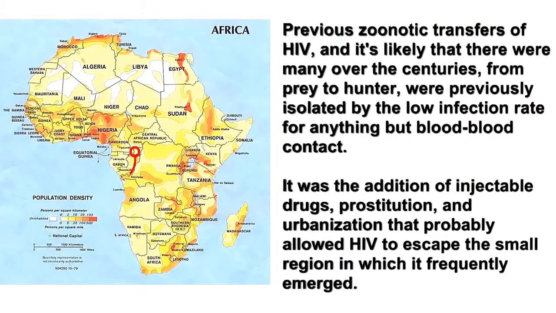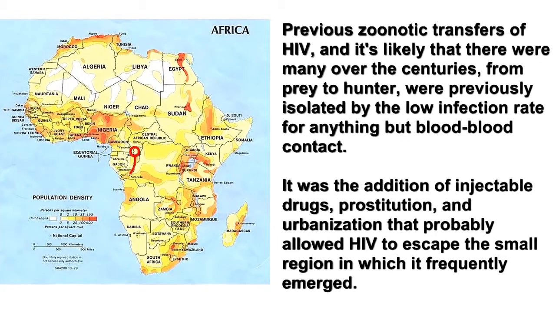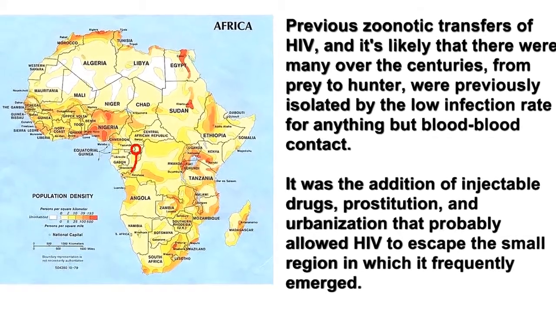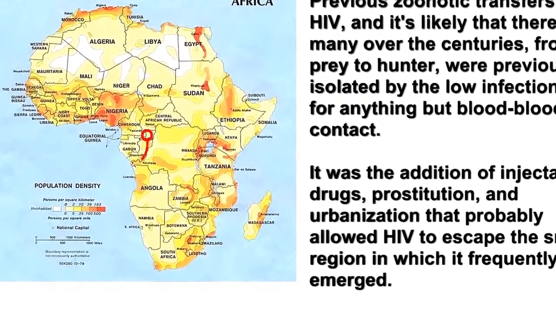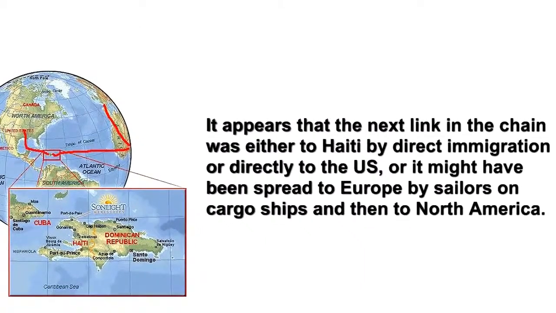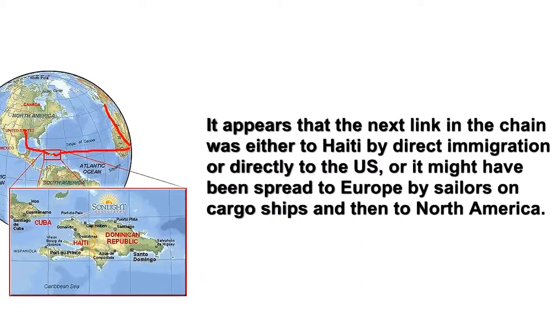Previous zoonotic transfers of HIV, and it's likely that there were many over the centuries, from prey to hunter, were previously isolated by the low infection rate from anything but blood-blood contact. It was the addition of injectable drugs, prostitution, and urbanization that probably allowed HIV to escape the small region in which it frequently emerged. It appears that the next link in the chain was either to Haiti by direct immigration, or directly to the US.